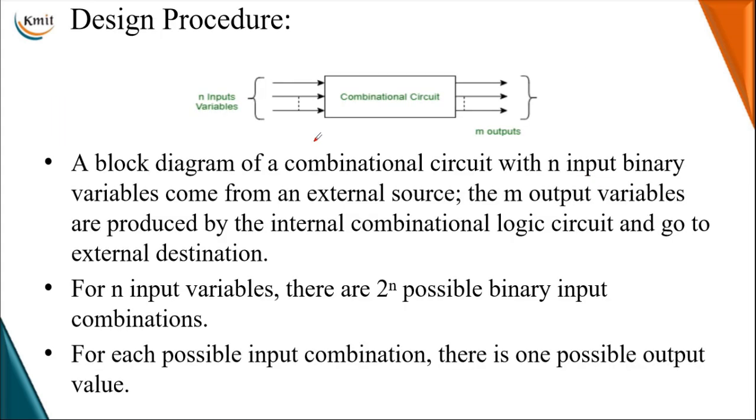We need to follow a design procedure to design either a combinational or a sequential circuit. This block diagram of a combinational circuit consists of n input variables and m output variables. The m output variables are produced by the internal combinational logic circuit and transferred to the external destinations. For n input variables, there are 2 power n possible binary input combinations. For each possible input combination, there is one possible output value.